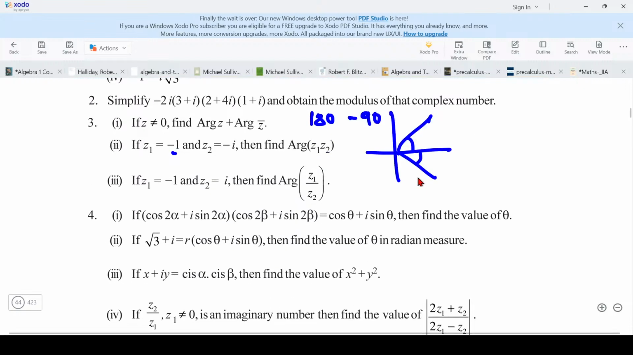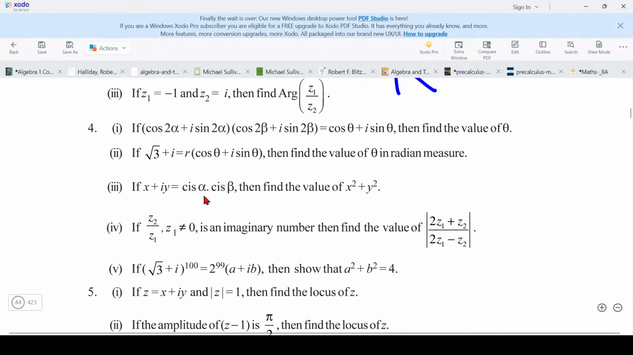Agree? You simplify this, and this you know how to express in r theta format, right? Here x plus iy equals cos theta plus i sin theta into cos alpha plus i sin alpha into cos beta plus i sin beta. You will multiply this and convert to a single one, right? And then you figure out what is x square plus y square. Agree?